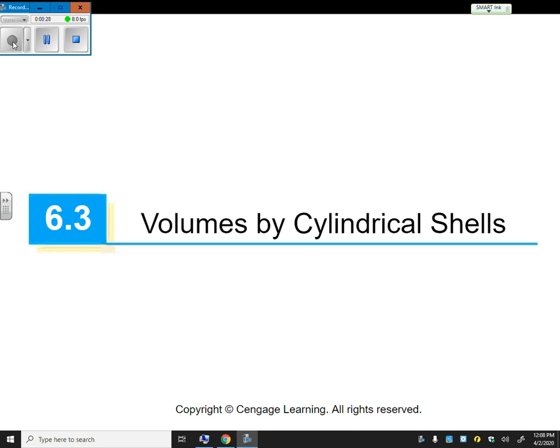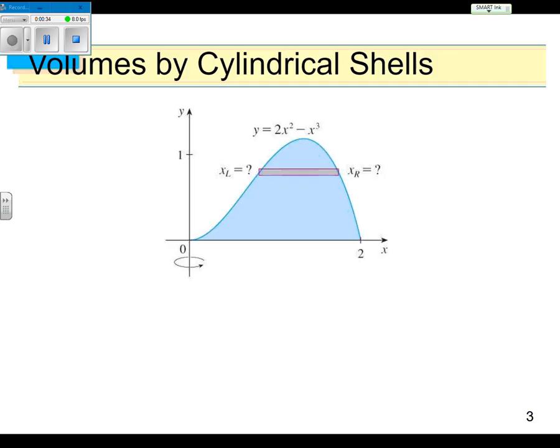All right. I told you at the end of the last one we're going to be doing volumes again, and this time I'm going to give you a different method. It's called volumes by cylindrical shells. Well, why do we need to do volumes by cylindrical shells? Why can't we just use the discs and the washers that we've grown accustomed to?